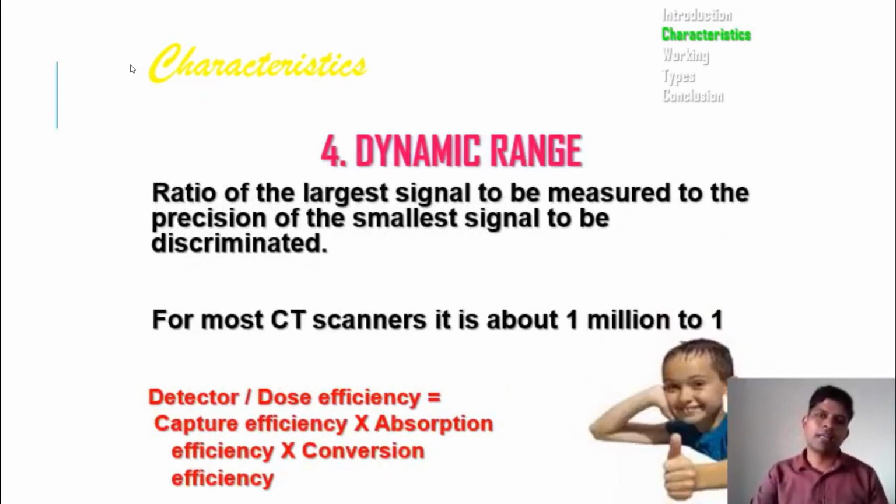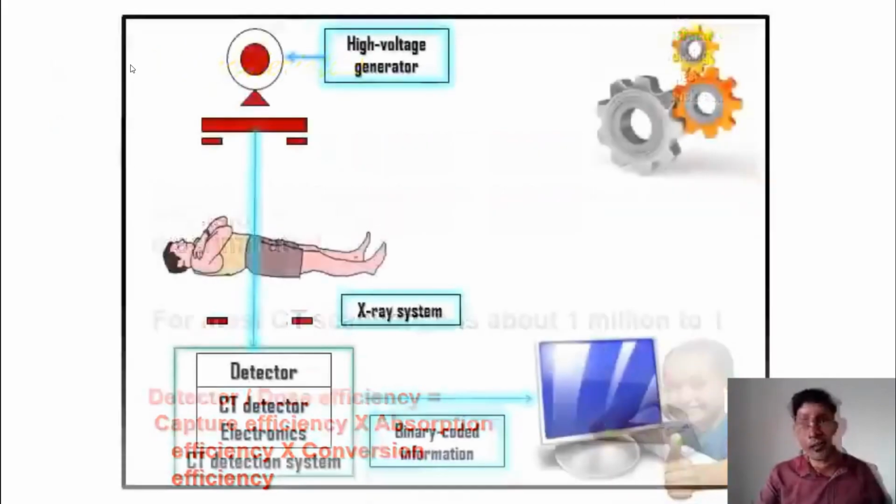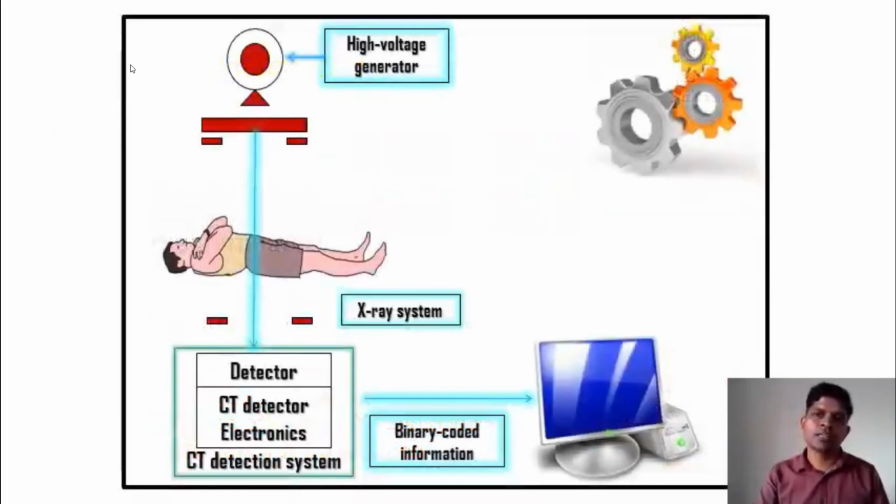Next, the dynamic range, which is the ratio of the largest signal measured to the precision of the smallest signal it can discriminate. When the information reaches the detector, it might be small or large. It doesn't mean you only collect the large signal and neglect the small signal. Sometimes the small signal is also required. The detectors we have nowadays have the capability of collecting the accurate signals reaching the detector. How this works, you can see in the image.